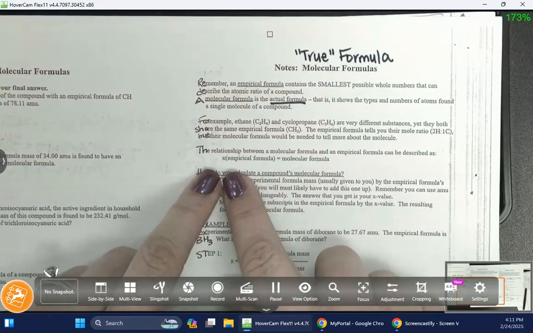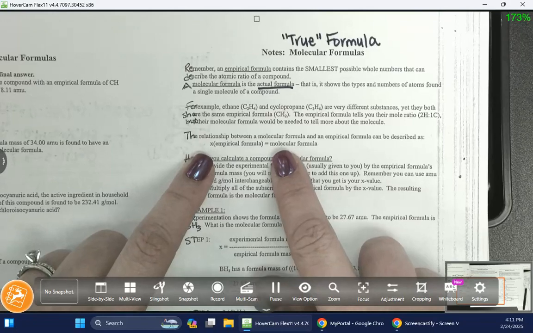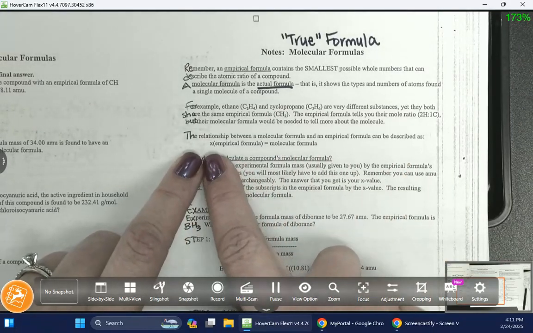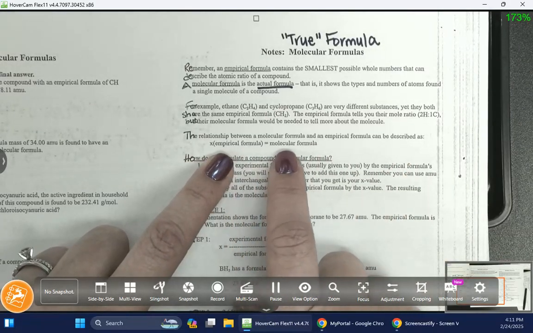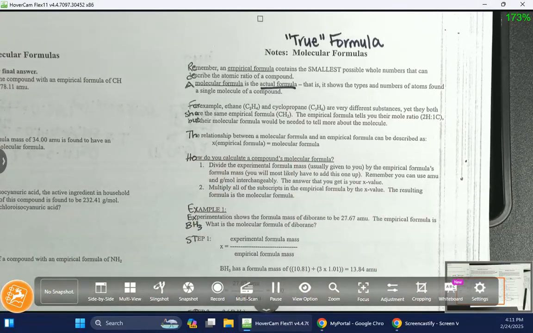So really, the relationship between the molecular and empirical formulas is described as X times your empirical equals your molecular. What that means is a ratio times your empirical gives us our molecular.